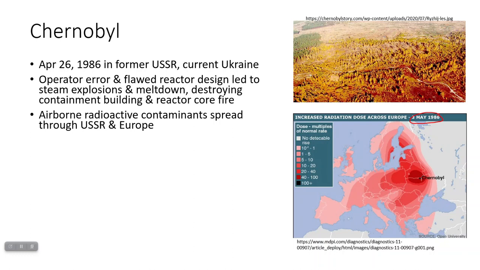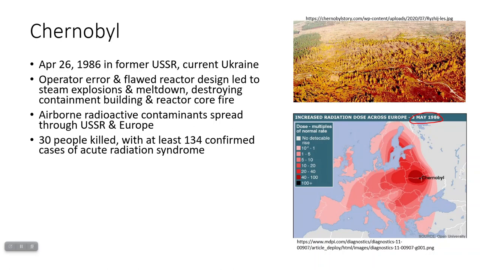And so you see there was a massive increase in radiation levels in the immediate area surrounding Chernobyl, but it reached as far as Italy, Spain, Portugal, Great Britain. So all of those areas experienced some increase in background radiation levels.